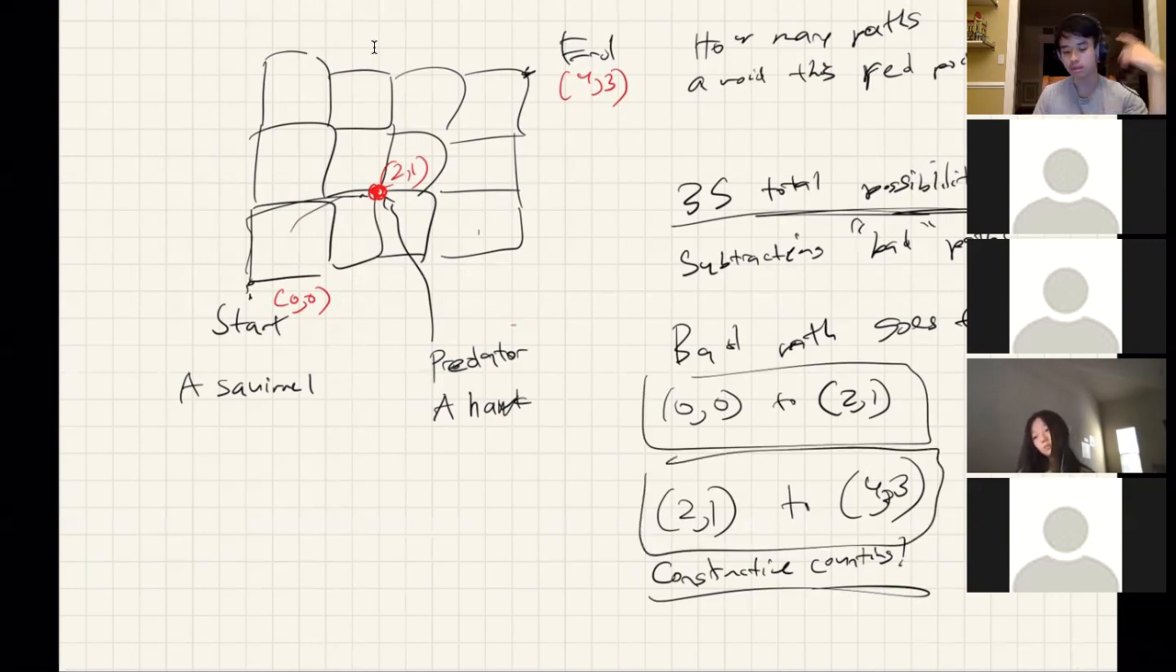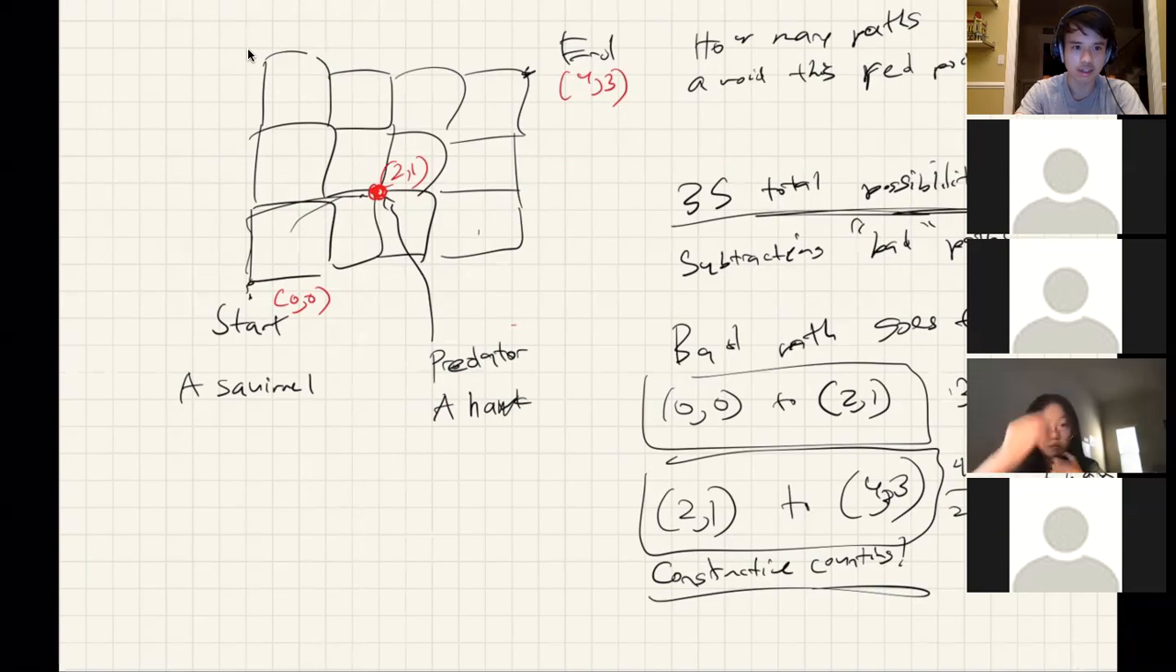So the number of ways to get from 0 0 to 2 1, I'll leave it to you to confirm. It's just 3 ways. And 2 1 to 4 3, I'll leave it to you to verify that the answer is going to be 4 times 3 times 2 times 1, which is 6 ways. Wait, no, wait, right?